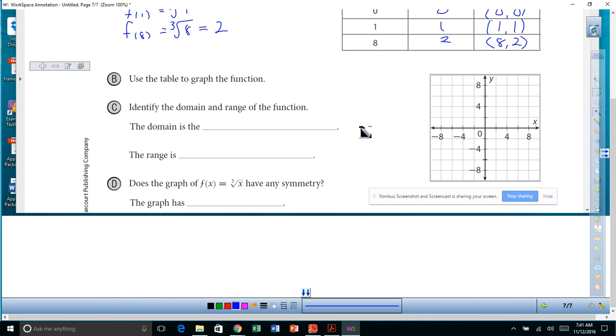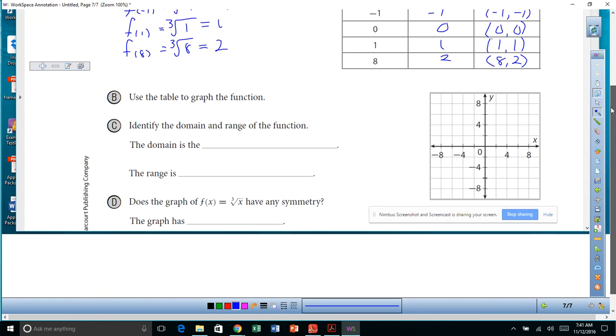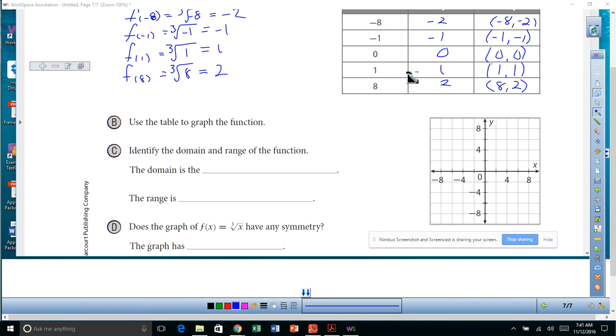Use the table to graph the function. So let's graph it. We've got negative 8, negative 2 right there. And then negative 1, negative 1 is going to be right there. 0, 0, 1, 1, and 8, 2. So let's see here. That's going to go like that, and that's going to go like that. And there we go.